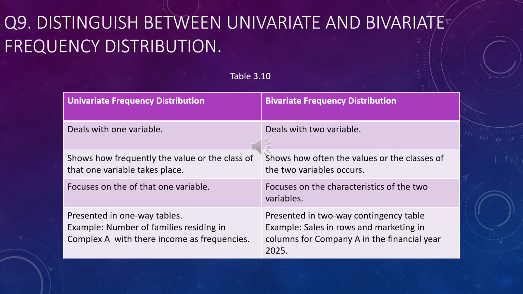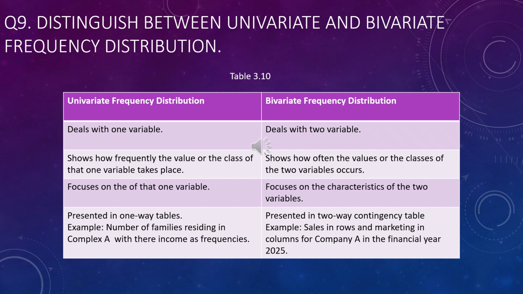We come to question number 9, which is to distinguish between univariate and bivariate frequency distribution. For this, we will have to differentiate between univariate frequency distribution and bivariate frequency distribution. From the name, we can understand that uni means one and bi means two. So here the first one will be what?